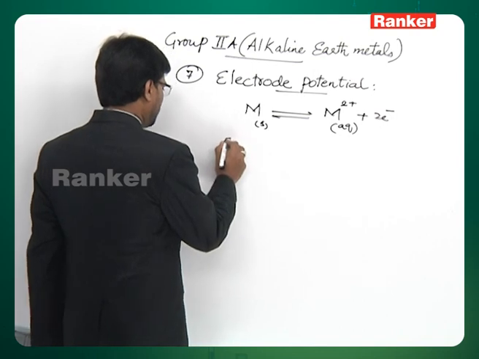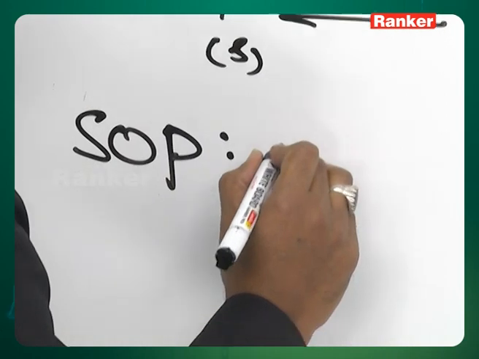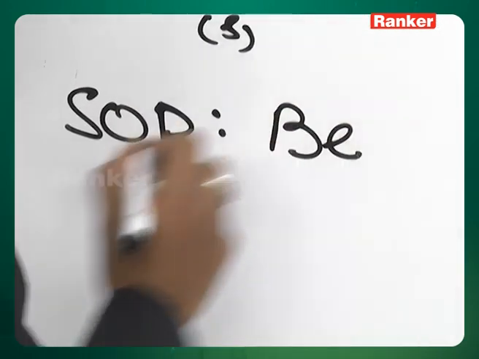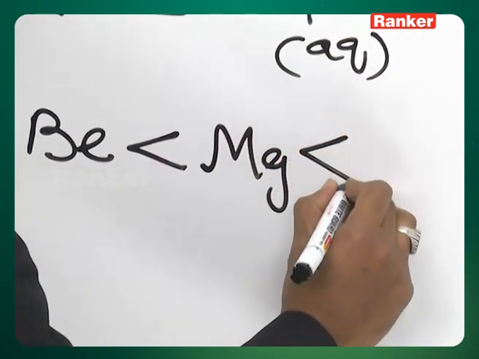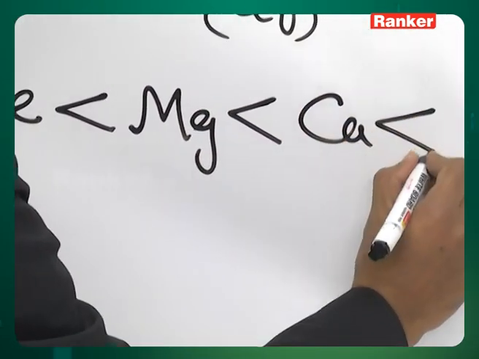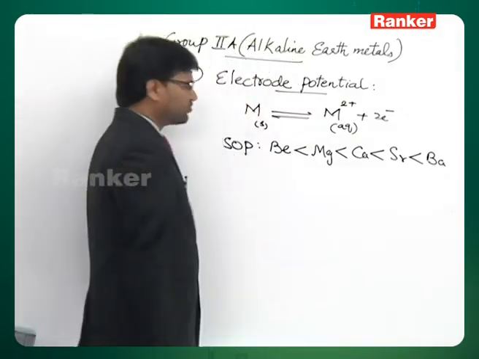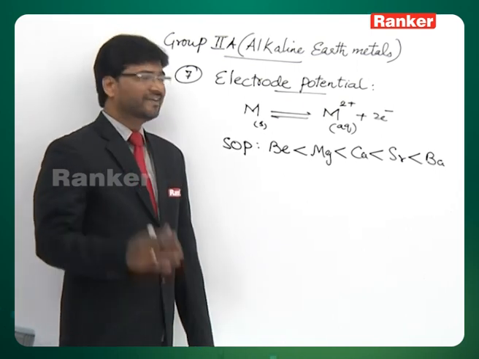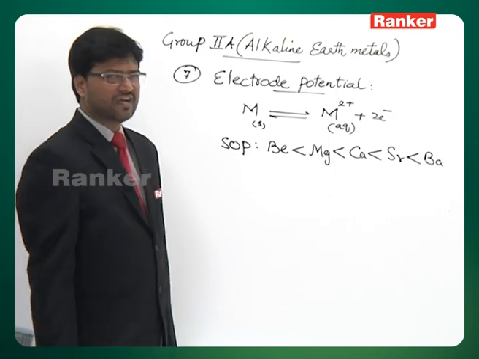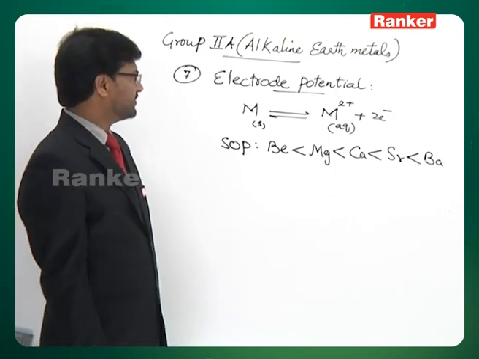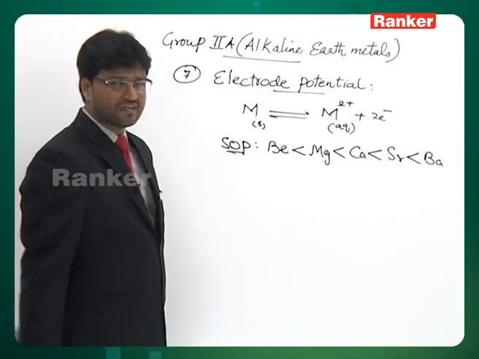So the order of SOP is beryllium less than magnesium, then you have calcium, strontium, and finally you have barium. So as you go down the group, the standard oxidation potential increases. Barium has the highest SOP value, standard oxidation potential. SOP stands for standard oxidation potential.